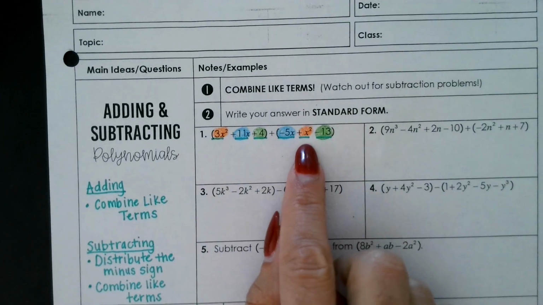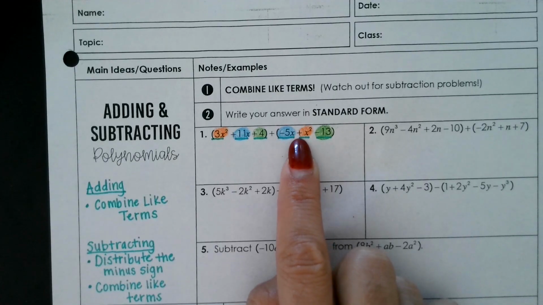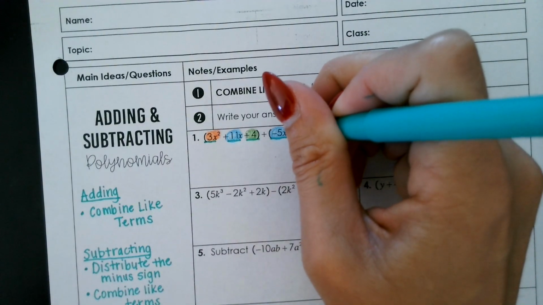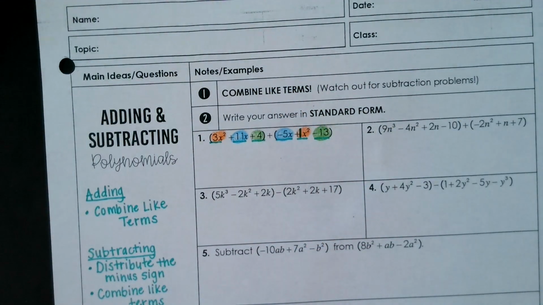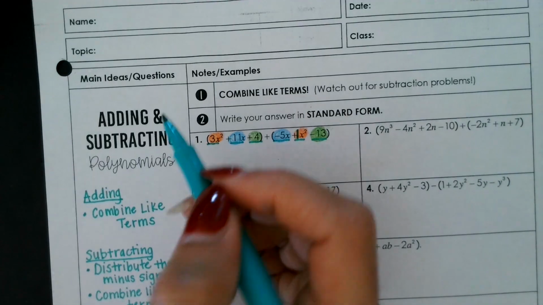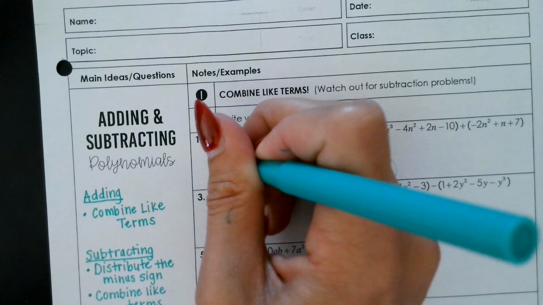How many x squareds is that? 2? No, it's 1. The coefficient, the number in front of it, is how many there are. So there's only 1 x squared there, but we're going to combine it with the other 3 x squareds that we have over here. So now there are 4 of them, 4x squared.